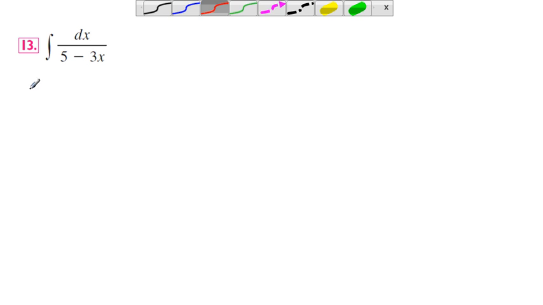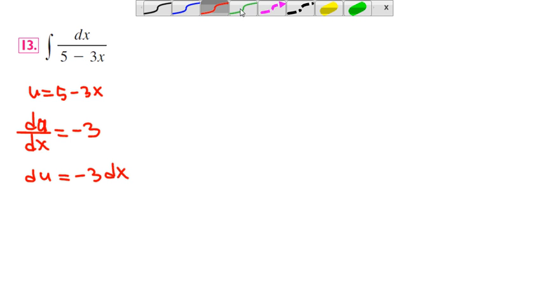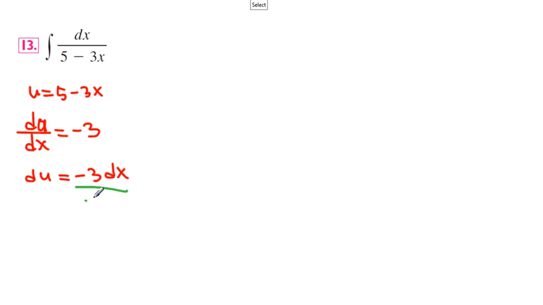In this case, if you set U as 5 minus 3x, then we get to realize that du over dx simply becomes negative 3. Therefore, we can write down du as negative 3 dx by multiplying by dx on each side. But when you look at the expression, we don't have negative 3 dx. We only have dx alone. So what we like to do is let us divide each side by negative 3, so that we have dx by itself.